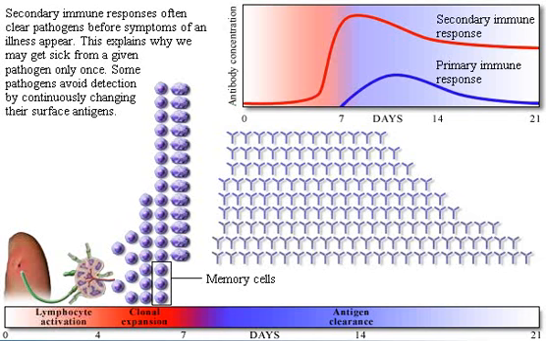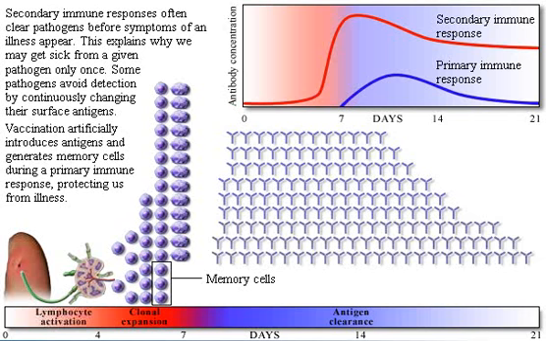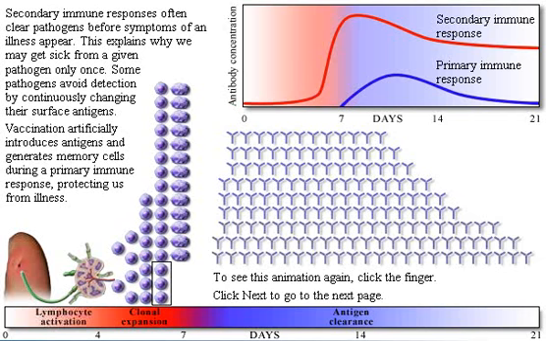Some pathogens, such as flu viruses, avoid detection by continuously changing their surface antigens. Artificially introducing antigens to the body, a process called vaccination, generates memory cells during a primary immune response, which can then protect us without the inconvenience and risk of getting sick. To see this animation again, click the finger.